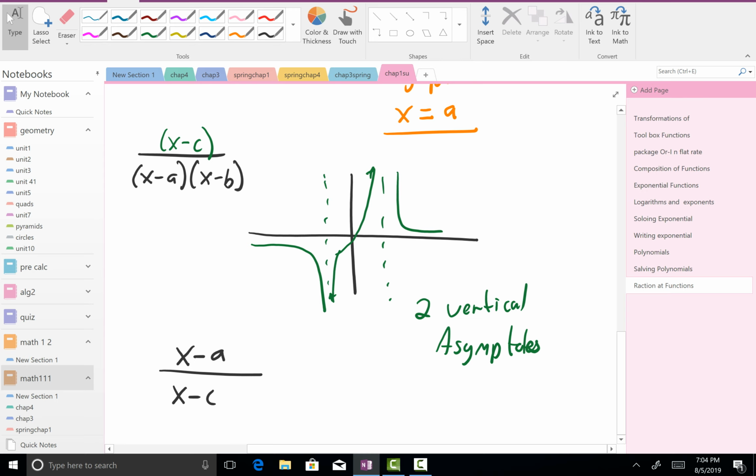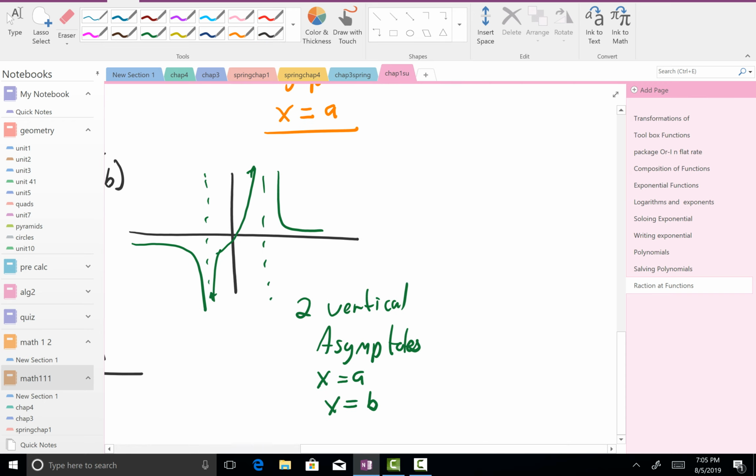Two vertical asymptotes, and they would be at x equals A and x equals B. That's what's on the bottom. Remember the key idea is whatever makes the bottom 0, because that's where the issue is going to be. So those are where my vertical asymptotes are. And that's just one example of what it could look like. There's some other ones, too.